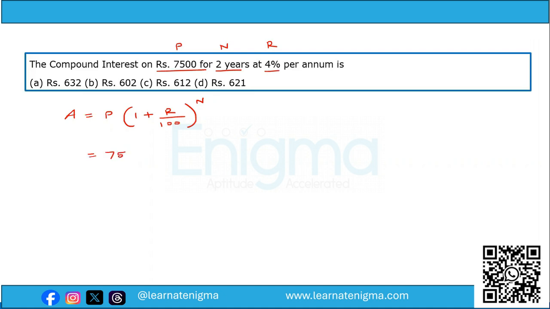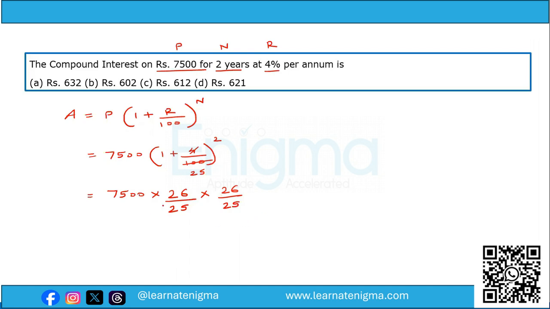So we have 7,500 into (1 plus R, which is 4, upon 100) raised to 2. So we have 7,500 into now 1 plus 4 upon 100, or we can reduce it here as well like this. So this becomes 26 upon 25 into 26 upon 25. Okay. So now we can divide this.